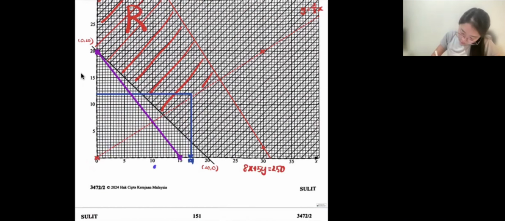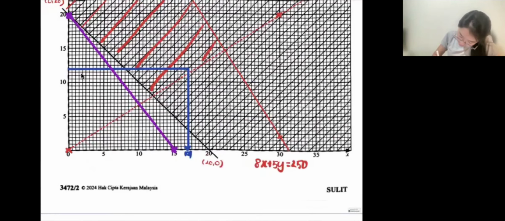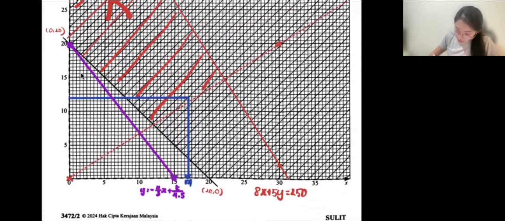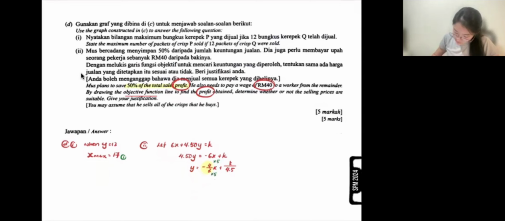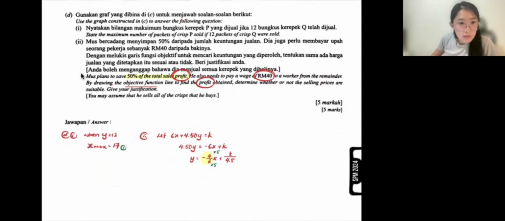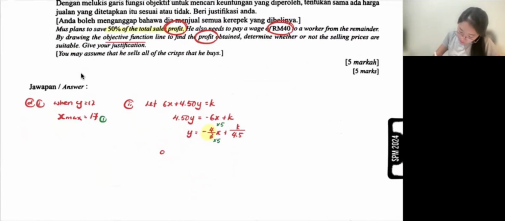Objective function, this is y. y equals negative 4 over 3x plus k over 4.5. You can label first. Then you are going to find what? The optimal point. Which one is the optimal point? Because they asked you about suitable selling price, right? So it's not talking about a maximum or minimum. So it's optimal point.